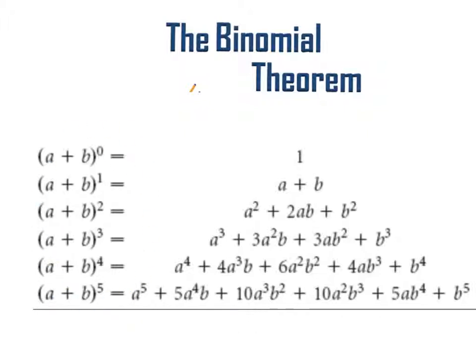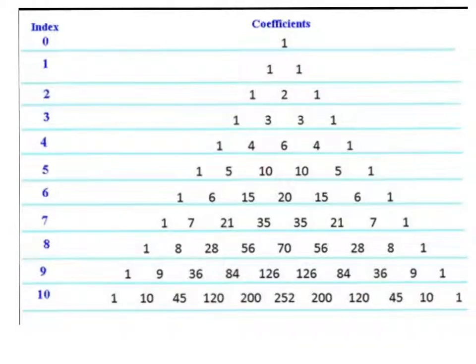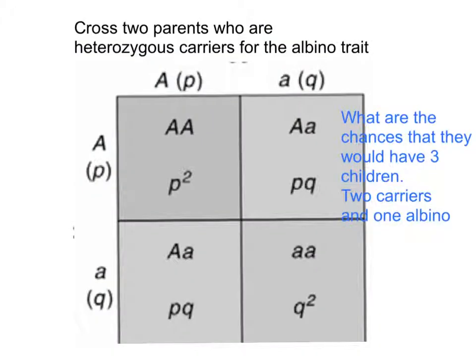We can apply this information to help make predictions in genetics problems. So again, here we have our Pascal triangle for us to use. We're going to show you how this applies to a typical genetics problem. So starting off, we have two parents who are heterozygous carriers for albinism. We have our Punnett square, big A little a crossed with big A little a. We get 1/4, that would be big A big A, which is p squared. We would get 2/4 or 1/2 being big A little a, which would be our 2pq, and we would get 1/4 as being little a little a, or q squared.